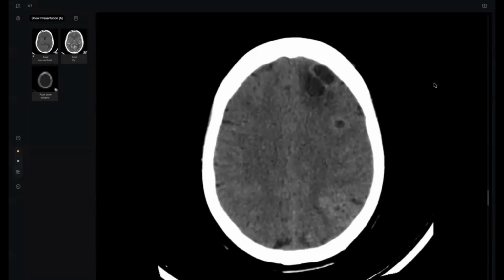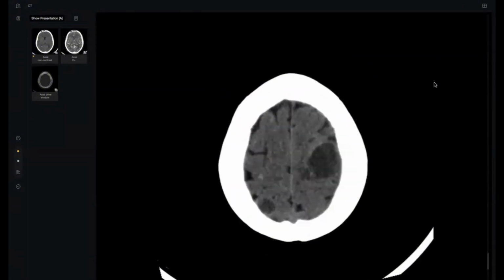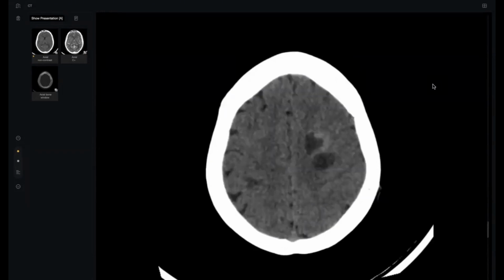Few foci of what? Of hyperdensity. There can be calcification, but it is better to call it hyperdensity. Okay, sir.